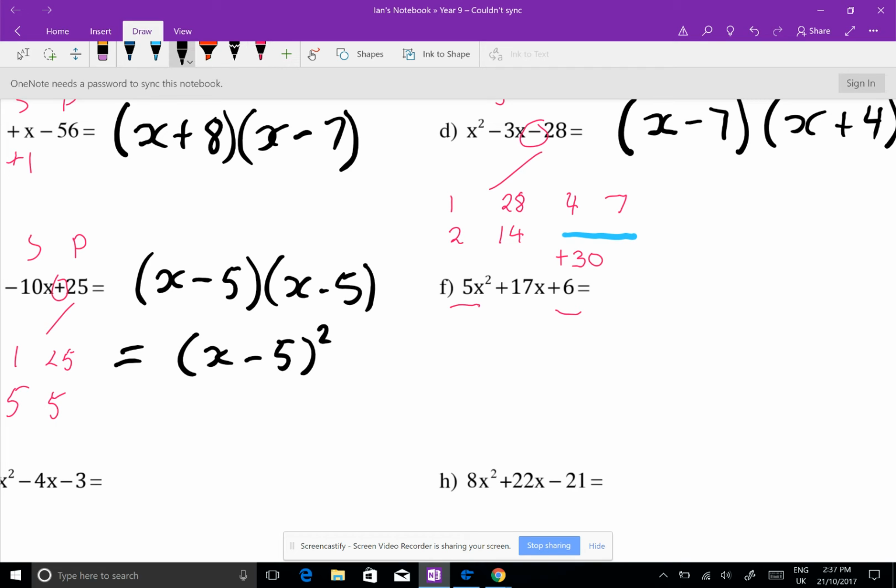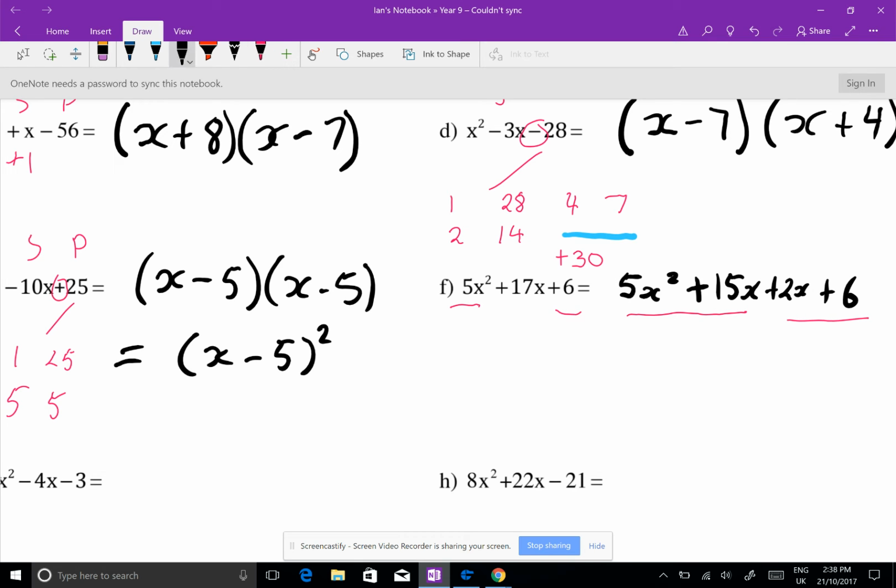Now remember, we're doing a split method here. So I'm going to write 5x squared. I'm going to have plus 6. And I need two numbers here with an x that multiply out to positive 30 and add up to 17. Well, I think 15 and 2. So I'll go plus 15x plus 2x. And now I look at the first pair of numbers and the second pair of numbers.